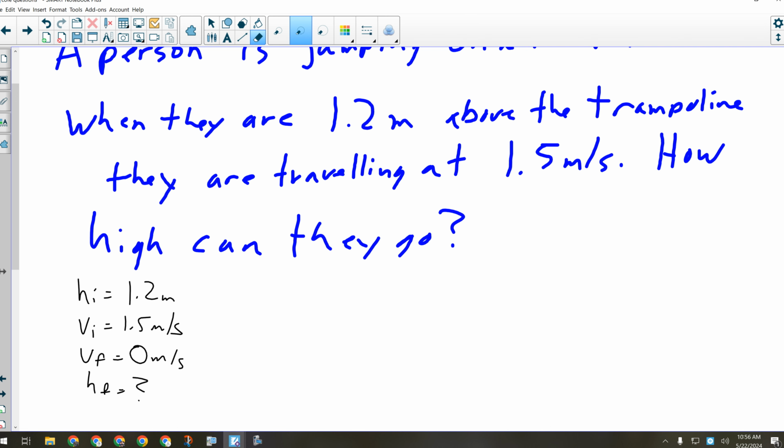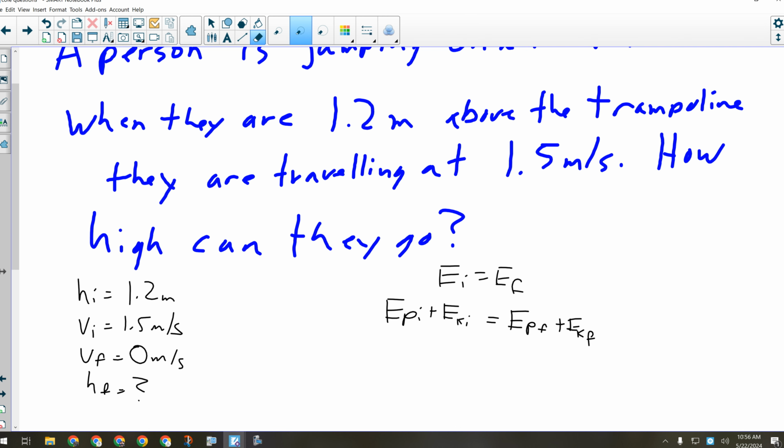So no mention of any forces, right? We were very clear about the fact they're no longer on the trampoline, no more work is being done. This is strictly an energy question, a conservation of energy question. So EI equals EF. We put in our formulas here, EP initial plus EK initial, that's our initial mechanical energy, equals our final mechanical energy, EP final plus EK final. Any simplification I can do here?